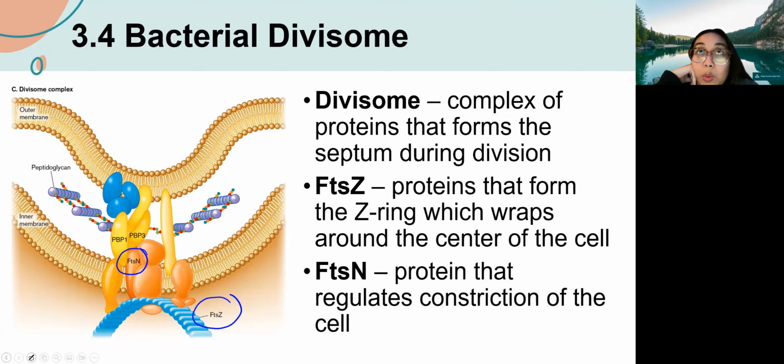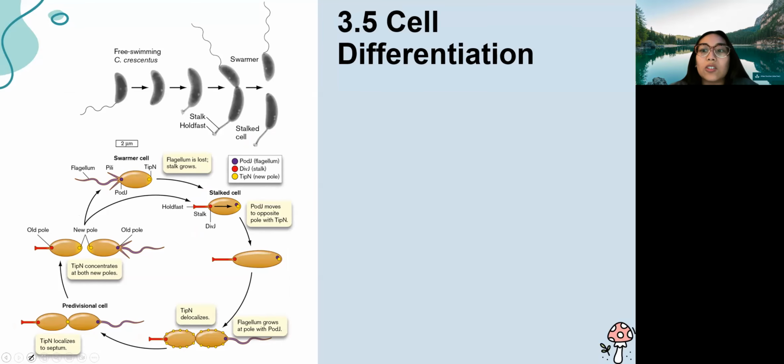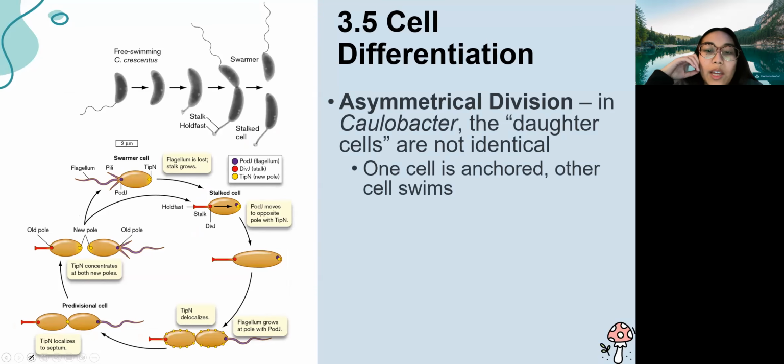So now moving on to 3.5, we're going to go over cell differentiation. A lot of people don't know this, but some bacteria actually differentiate, meaning that instead of being two identical cells when they divide, they are not identical. Really crazy. So asymmetrical division is something that some bacteria can do, specifically Caulobacter. And that's what we're showing here, where the daughter cells are not identical.